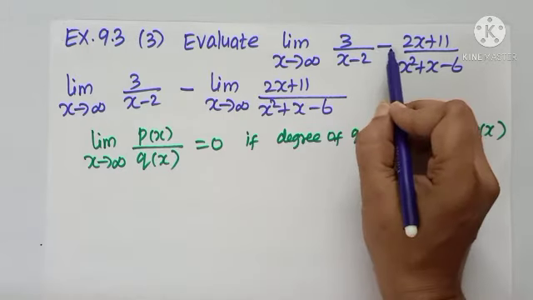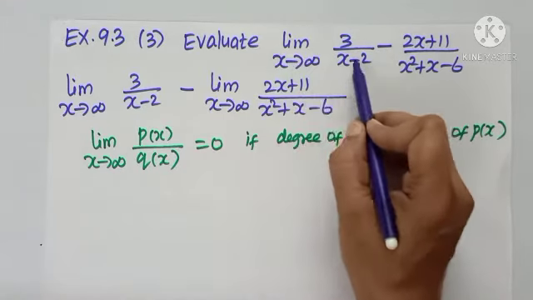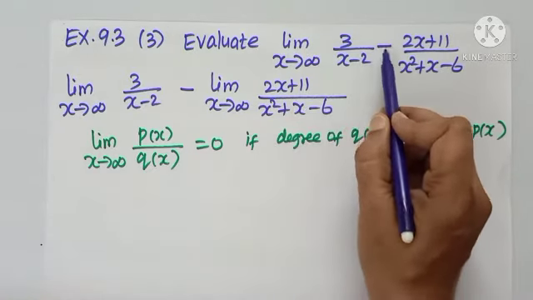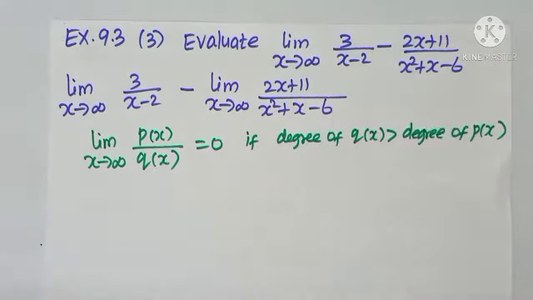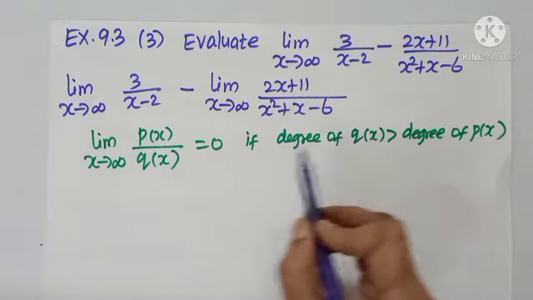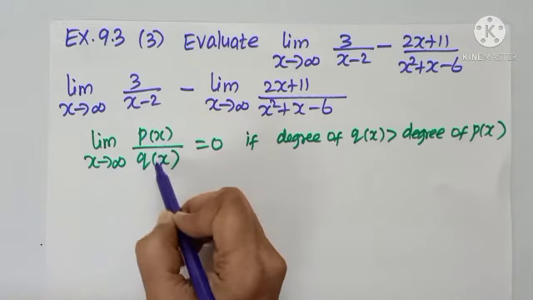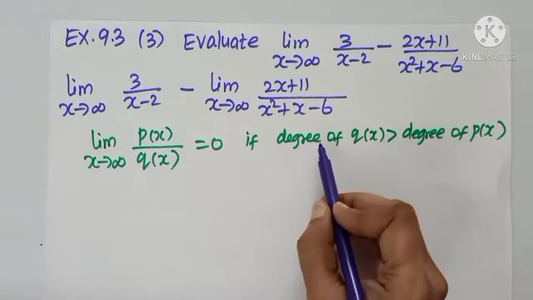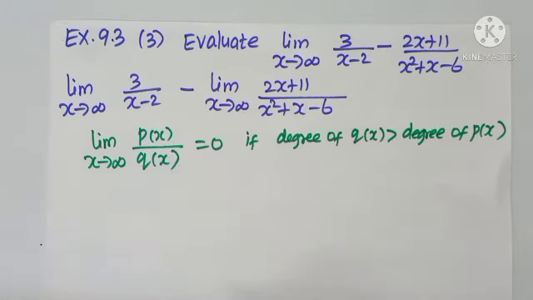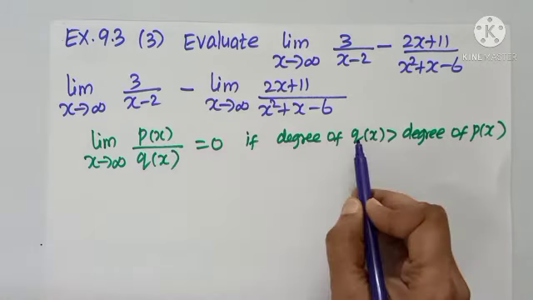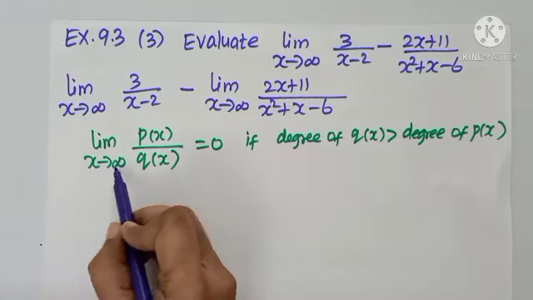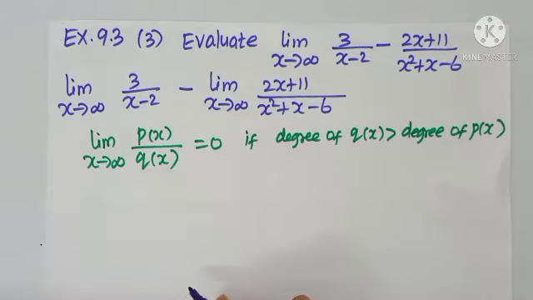There is a second procedure. There is a minus symbol, so we can split the limit for the difference: limit of the first term minus limit of the second term. We recall this formula whenever I have a rational expression. Check the degree of the denominator as well as the numerator. If the denominator degree is more, my answer is 0 whenever x is tending to infinity.